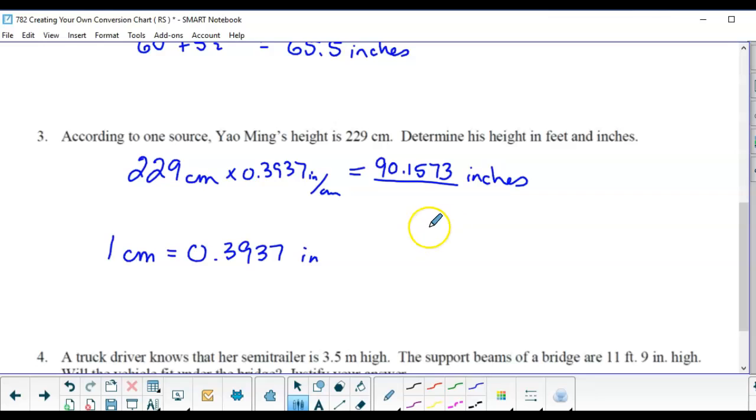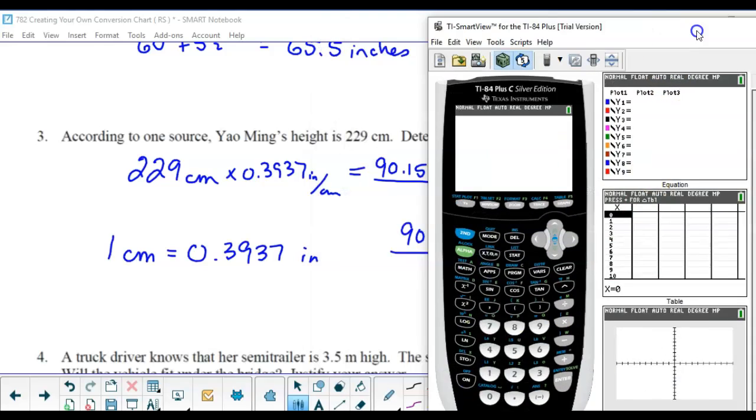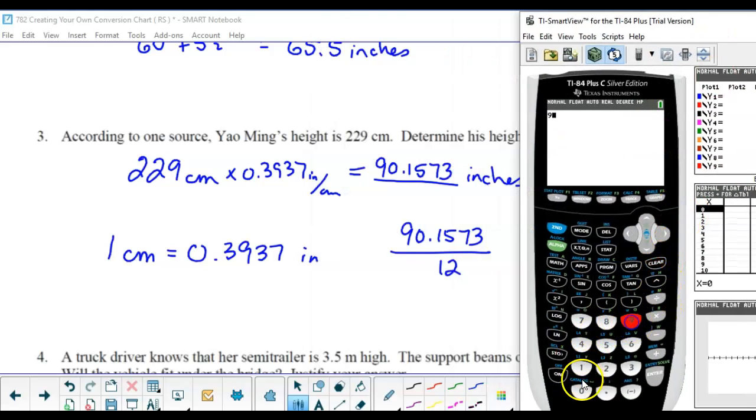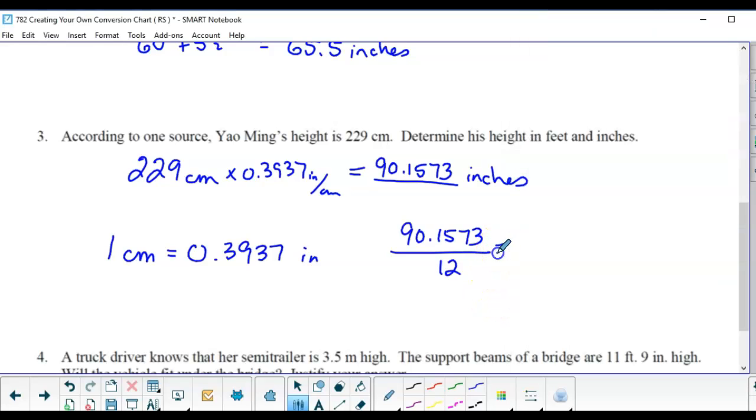Now, how many feet and inches? Just like I say my height is 5 foot 3 inches. I don't give it all in inches. So you'd want to take this and divide by 12. This one I wouldn't use long division, right? Because it's still going to give you a decimal. So I'm going to divide that in my calculator. So I'll get my calculator out here to do that. So 90.1573 divided by 12 is 7.5131, etc.